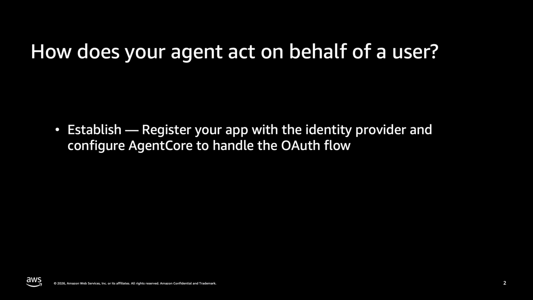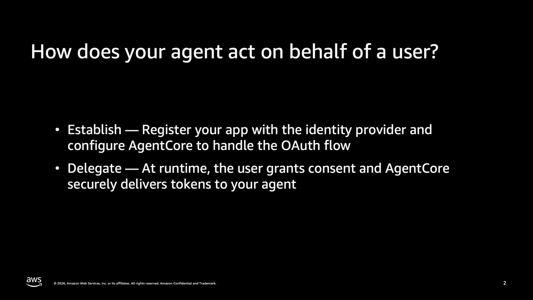First is establish. Before runtime, you register your app with the identity provider and configure AgentCore to handle the OAuth flow. You set up the credential provider, store the credentials securely, and register the callback URLs. Second is delegate. At runtime, the user grants consent through the identity provider, and AgentCore securely delivers the tokens to your agent. Your app verifies the user, AgentCore exchanges the code for tokens, and your agent gets what it needs to access the user's data.